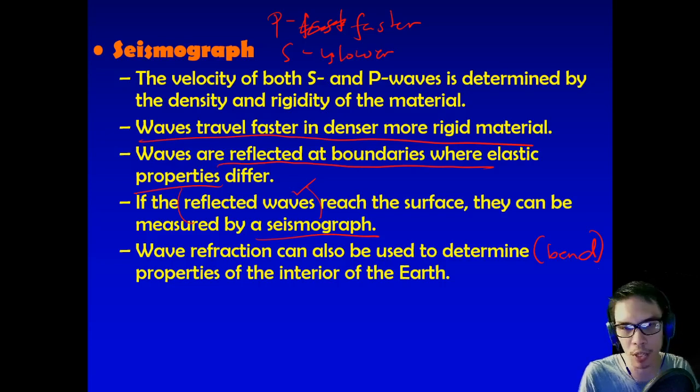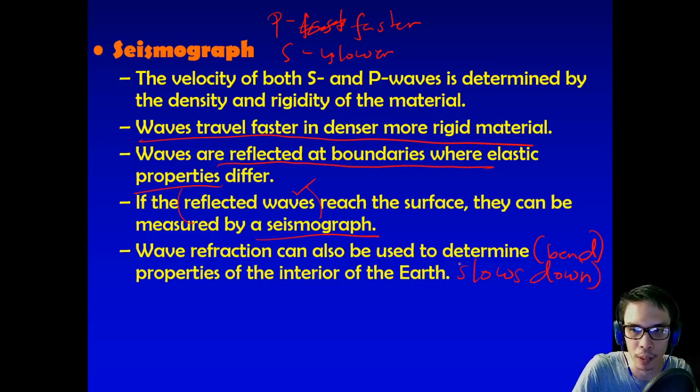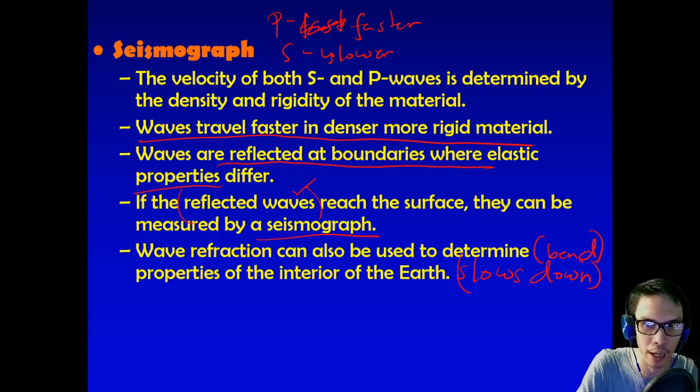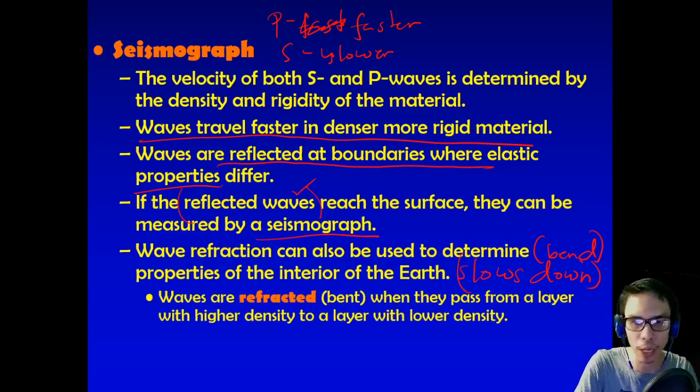So why does the wave bend? Because when these waves encounter a different material, that material is likely to change the wave's speed. It depends upon the material. If the material is denser and rigid, it makes the wave travel faster. If the material is less dense and not rigid, it slows down that particular wave. So the wave bends.